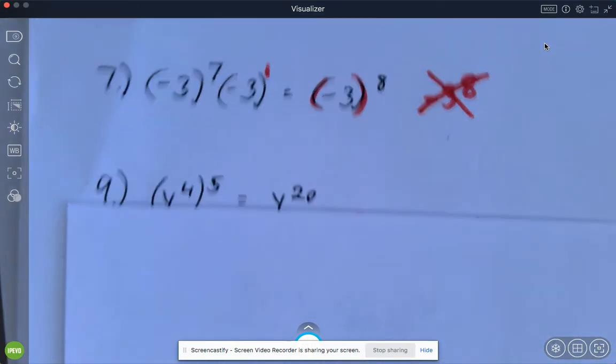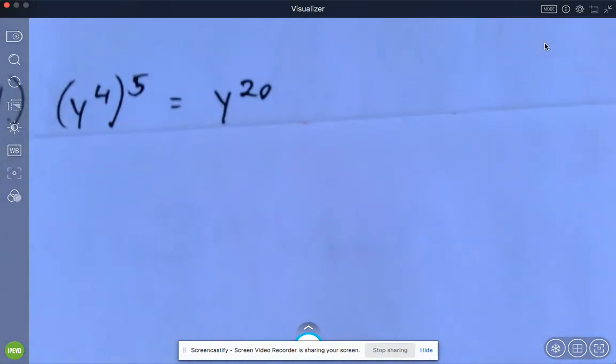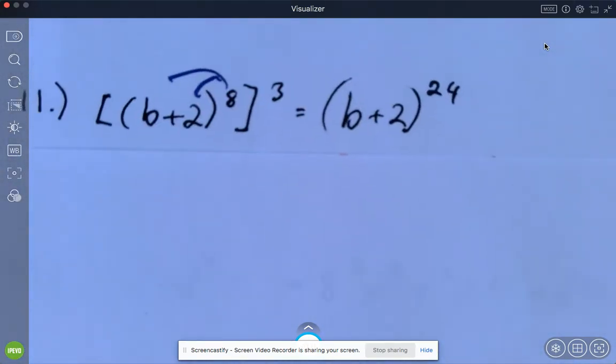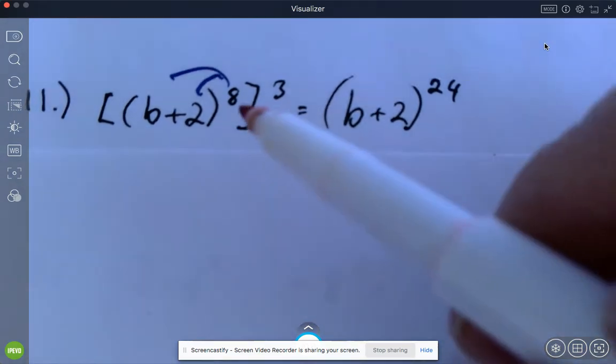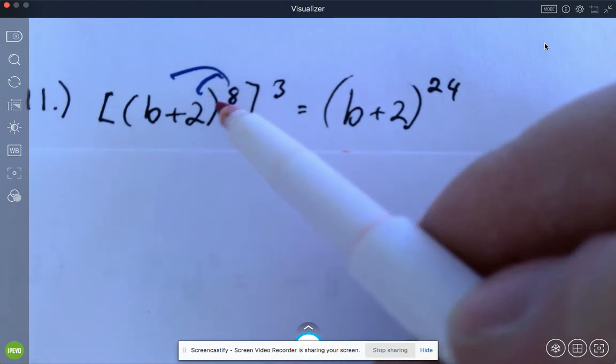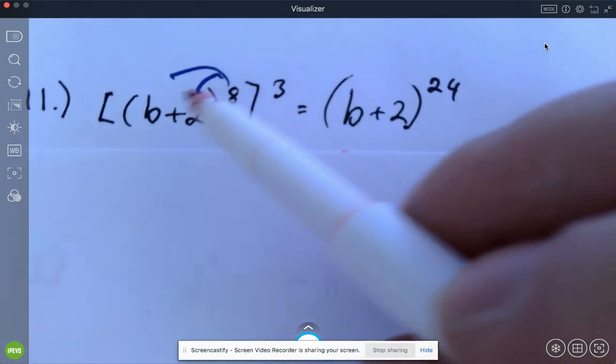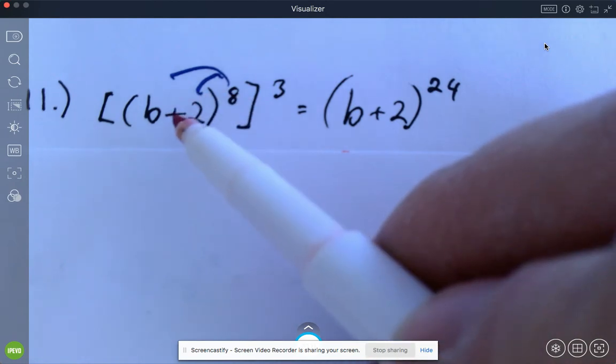Number 9, power to a power you multiply. Number 11, here you'll see this one was kind of tricky. So you only distribute to both. Sorry, excuse the bell. You only distribute to the inside if it's a product.